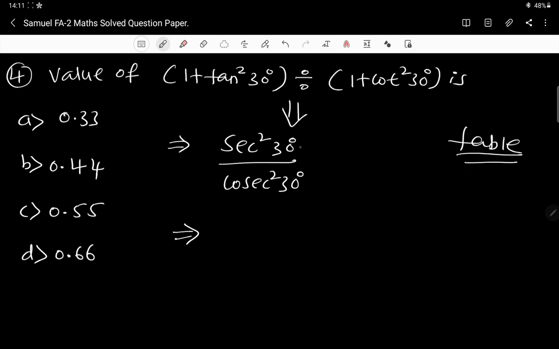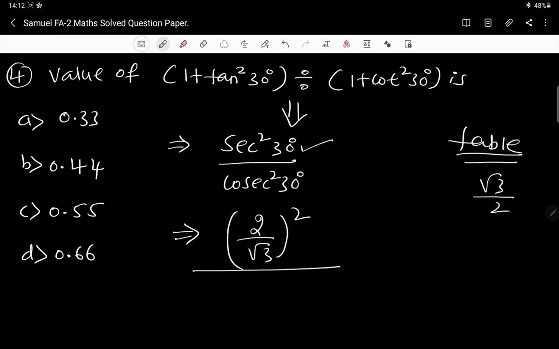How did I make this? Secant 30 means what you have to remember? You don't need to remember secant 30, you have to remember cos 30. Cos 30 means sine 60. Sine 60, what is the value? Sine 60, easily you can say root 3 by 2. So the reverse of that becomes 2 by root 3 whole square. So this trick you have to use.